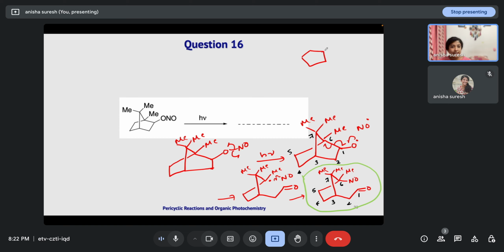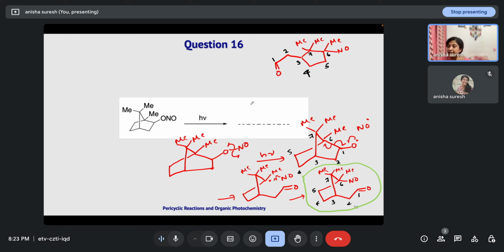Now this is carbon 6, Me NO, carbon 7, Me. Now carbon 3, to that is connected carbon 2 and carbon 1. Okay, so this is 6, 7, 3, 4, 5, 2, 1. So this will be the final product.